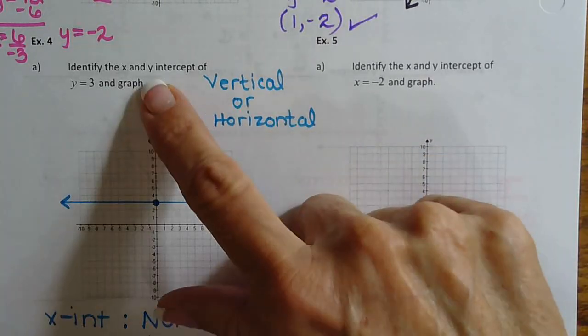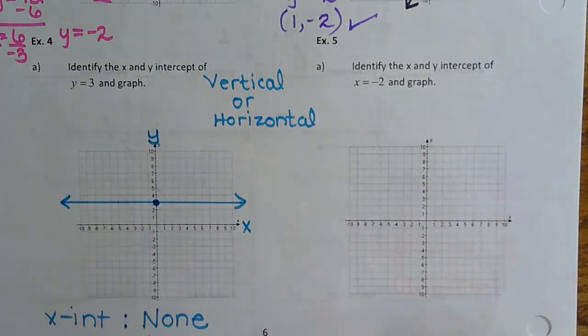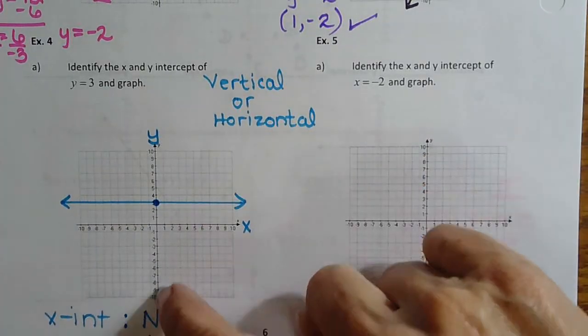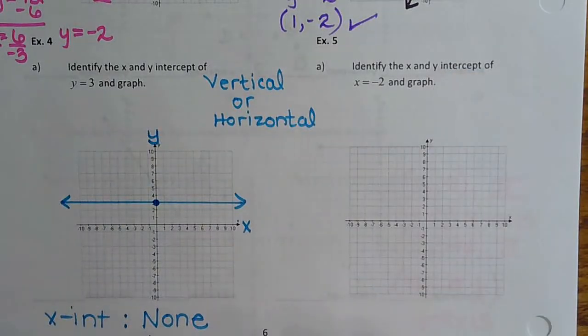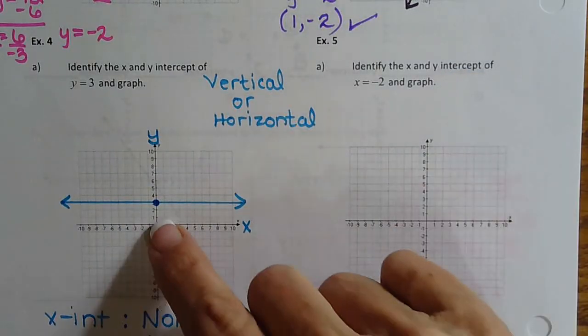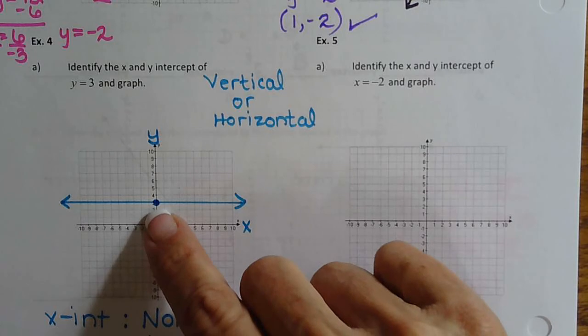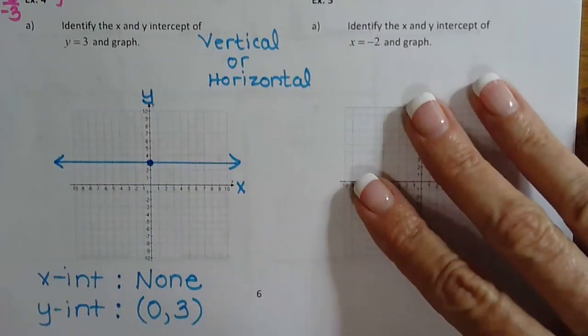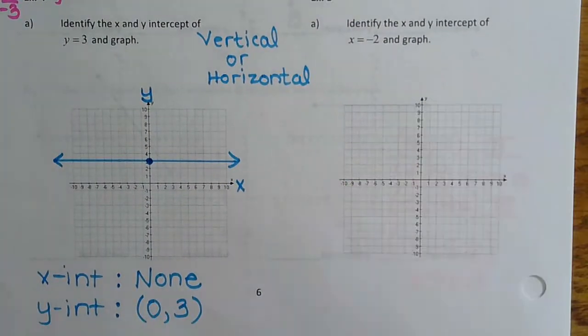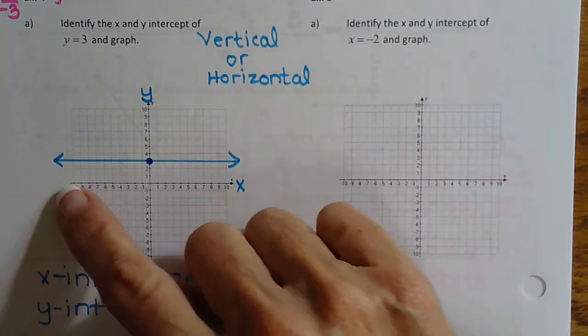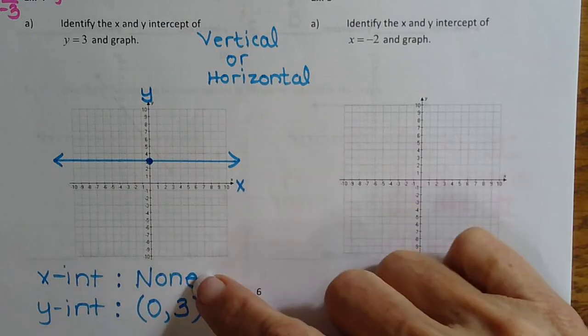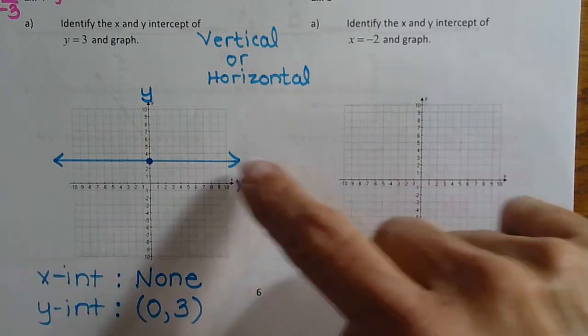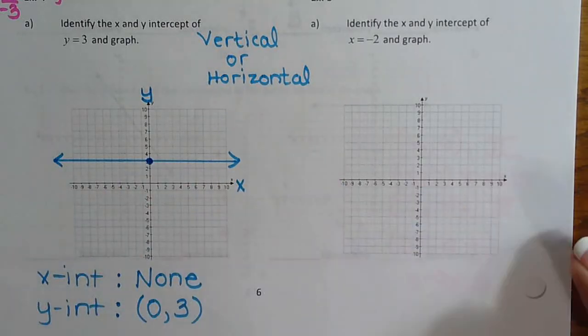The directions also ask us to find the y-intercept. So here's our y-axis. We know the y-intercept has x equals 0, so (0, 3) should be our y-intercept. It never crosses the x, so we write none for the x-intercept. It crosses the y-axis at (0, 3).